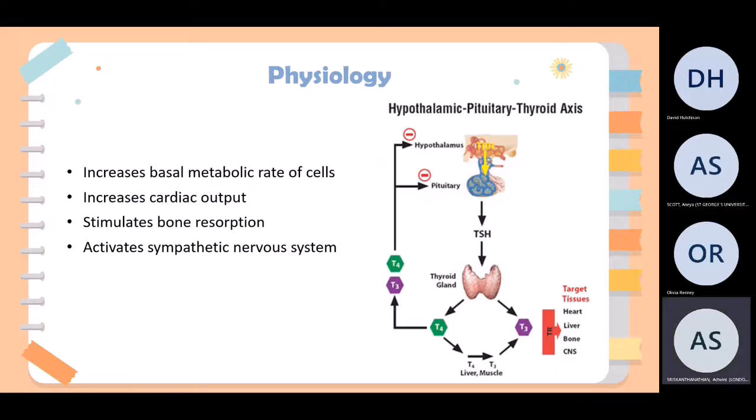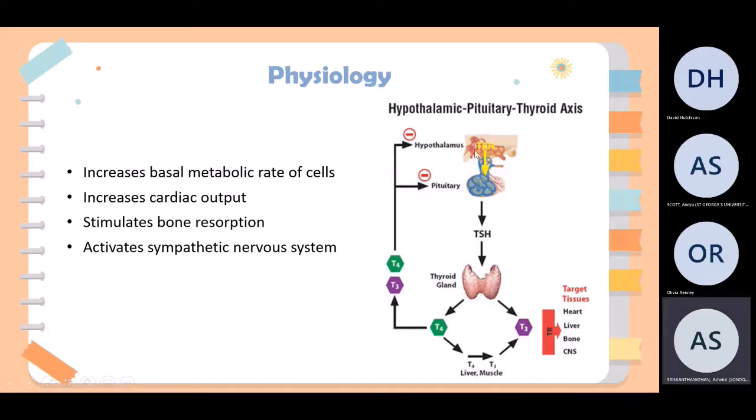So just some basic physiology here. The thyroid hormone increases the basal metabolic rate of the cells, increases your cardiac output, stimulates bone resorption, and activates the sympathetic nervous system. And it works in a negative feedback loop.